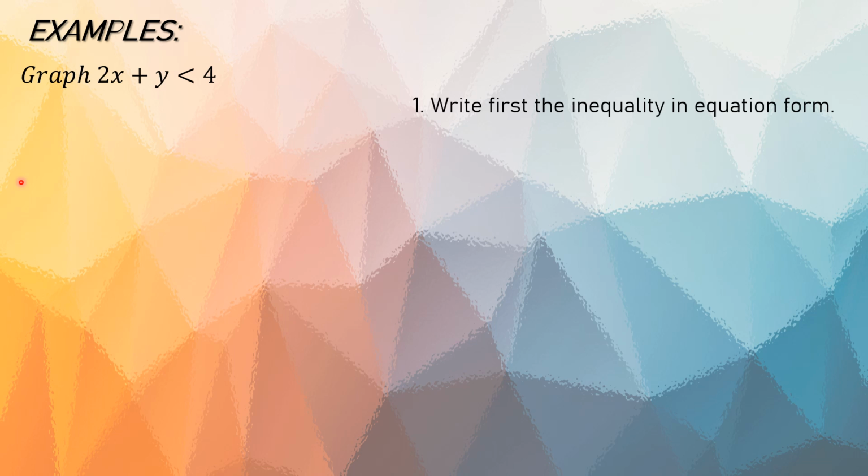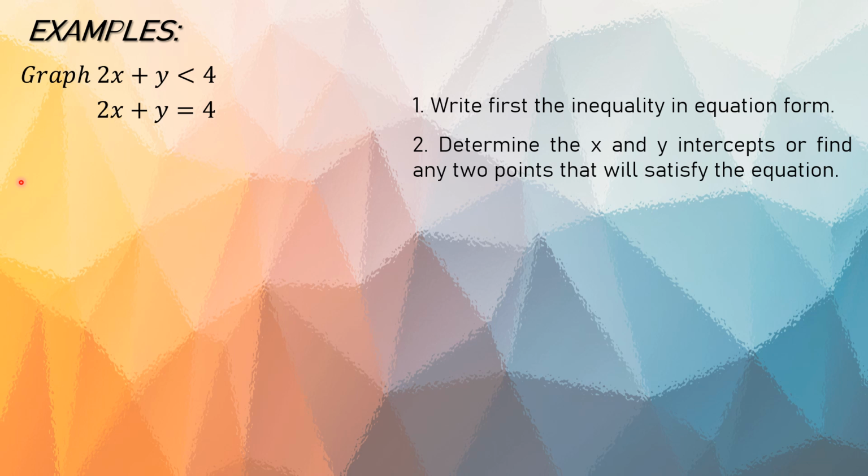So, the first is write first the inequality in equation form. Paano ba natin yan gagawing equation form? Simple lang, papalitan lang natin ang less than symbol ng equal sign. Kaya naging 2x plus y equals 4. Second step, determine the x and y intercepts or find any points that will satisfy the equation. So, paano natin hahanapin yan? Una, hanapin natin yung value ng y. Paano natin hahanapin yung y?